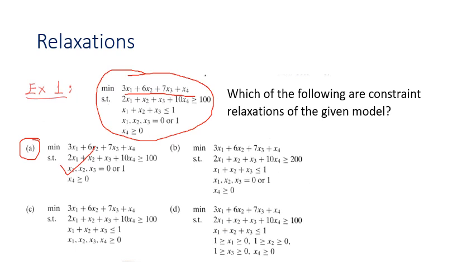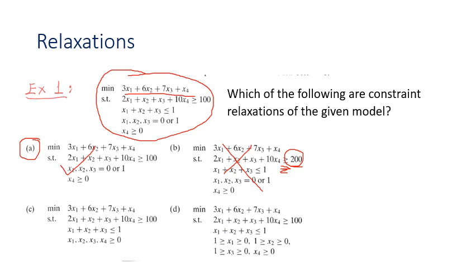What about B? So what is the change in B? Again, if you compare, we have the same objective function. The first constraint is changed. The right hand side was 100, now it's 200. The second constraint is identical, and the sign restrictions and integrality restrictions are the same. So the only change is this right hand side. Remember the definition. Model A is a relaxation of model B if it contains all the solutions to model B. So if the feasible region is expanded. So this constraint is a greater than or equal to type constraint, and we increase the right hand side. This means that the feasible region is not expanded. It's now smaller. So this is not a constraint relaxation.